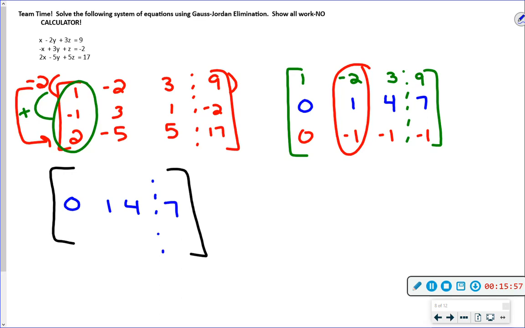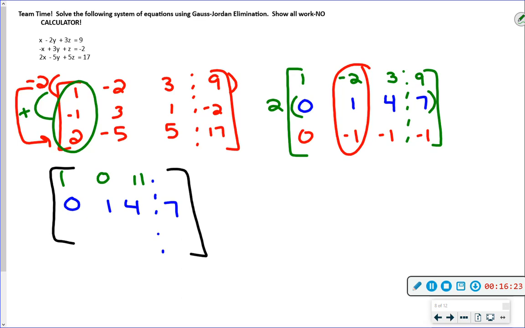All right, let's do the negative 2 first. Get rid of negative 2, we need a 2. So I'm multiplying all the blue by 2. We're going to add it to the green. 2 times 0, 0, plus 1. 2 times 1, 2, plus that. 2 times 4, 8. 8 plus 3. 2 times 7, 14. 14 plus 9.